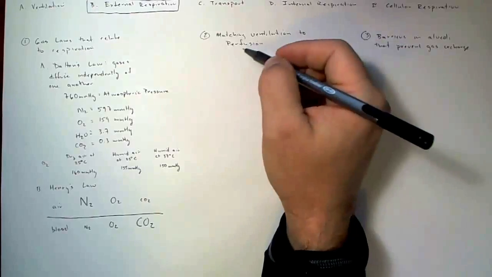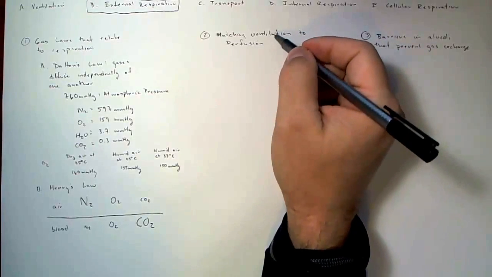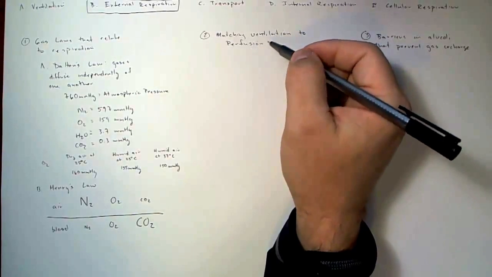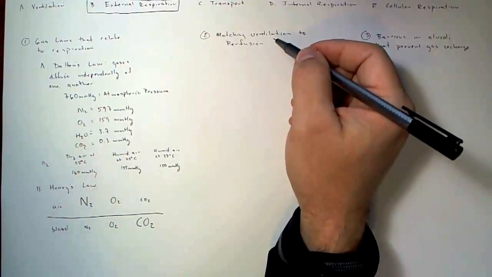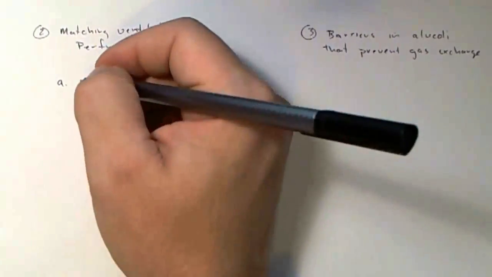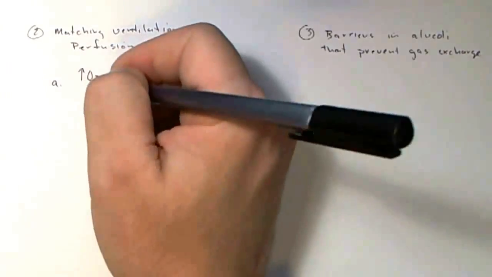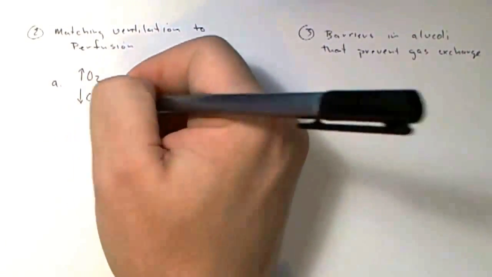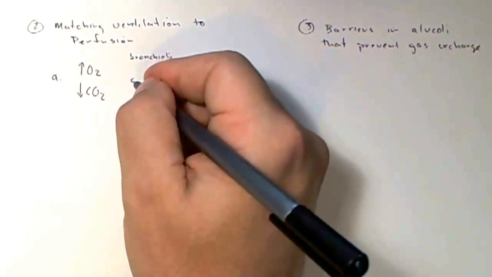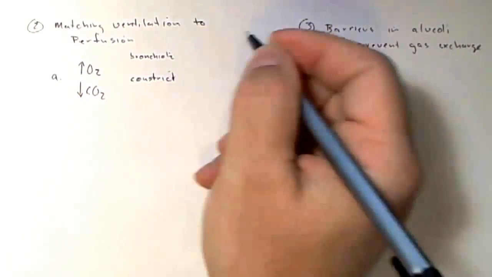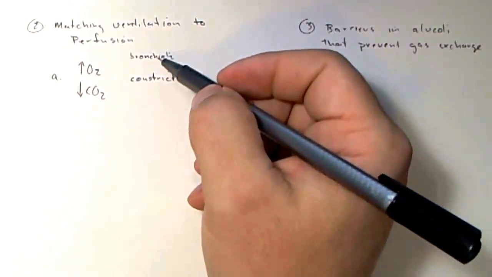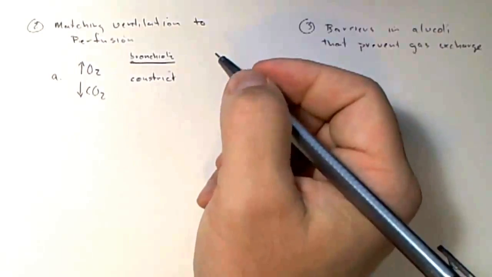The thing about matching ventilation to perfusion, if you think about it, if you have air in your alveolus, you want blood to pick it up. And if you have blood there, then you want air to pick it up. So the lungs are very good at matching ventilation, air in the alveolus, with blood in the capillary. In fact, if you have a situation where you have an increase in oxygen in the alveolus and a decrease in CO2, then what will happen is the bronchioles, so the small airways, will constrict. And the reason they're constricting is because that alveolus has already got plenty of oxygen, and so you don't need to dilate the bronchiole in order to get more air in there.